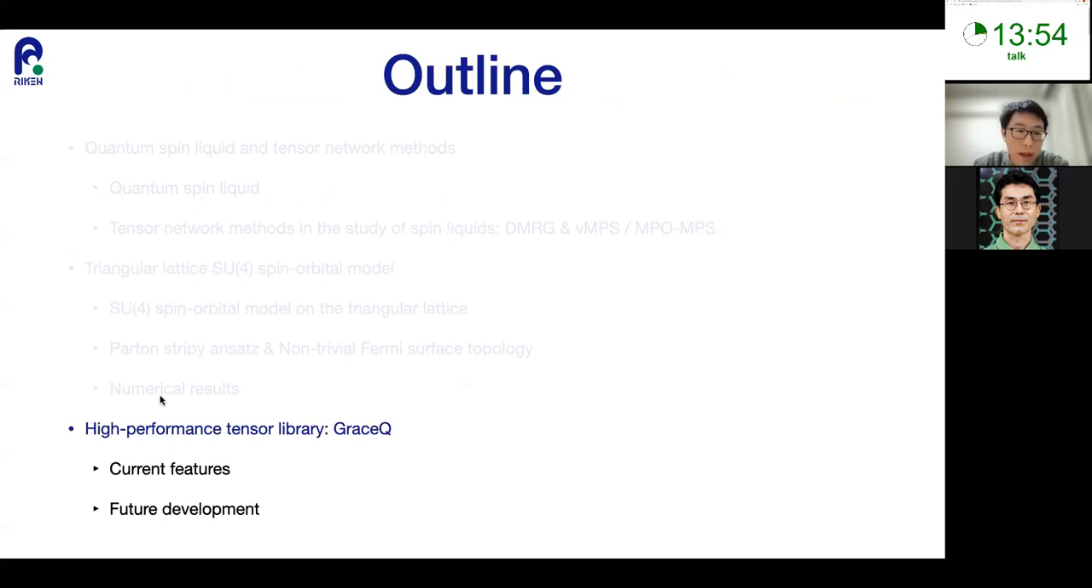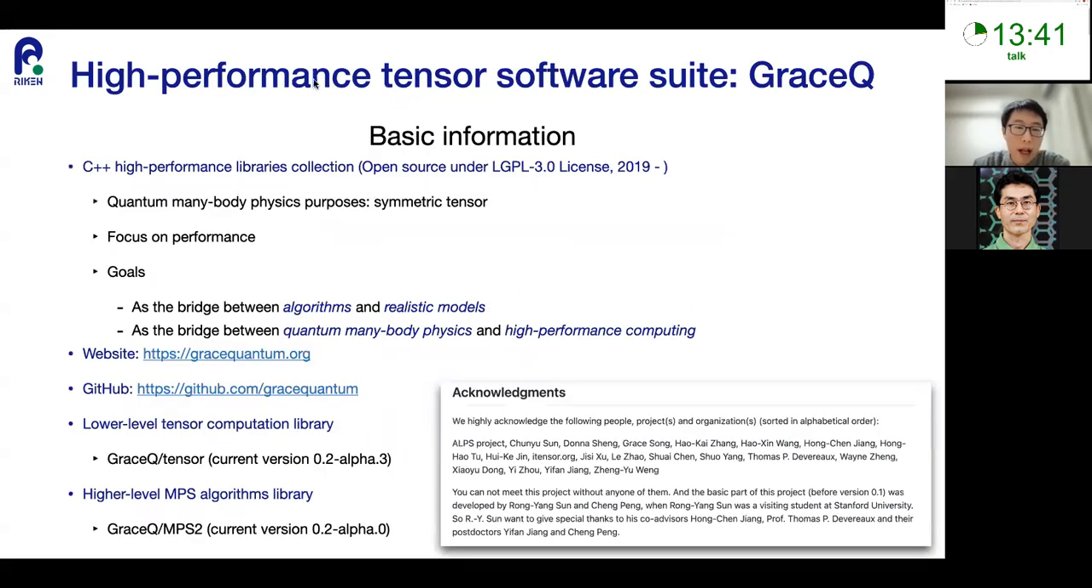Okay, let's move on to the last part. Here I will introduce the high-performance tensor library used in our work. And actually, it is not a single library, but a collection of high-performance libraries written in C++. It is open sourced under the LGPL license starting from 2019. And it is created for quantum many-body physics purposes.